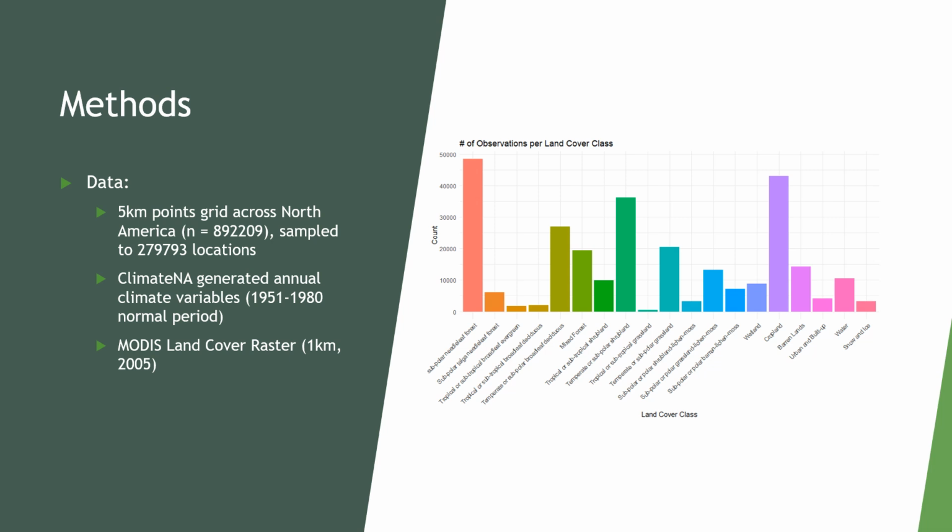So in terms of methods, for our data, we used a 5-kilometer points grid across North America, which was further systematically sampled to just under 280,000 locations. We also have ClimateNA generated annual climate variables for the 1951 to 1980 normal period, which is our 1960s baseline. And we also have land cover raster from MODIS from 2005.